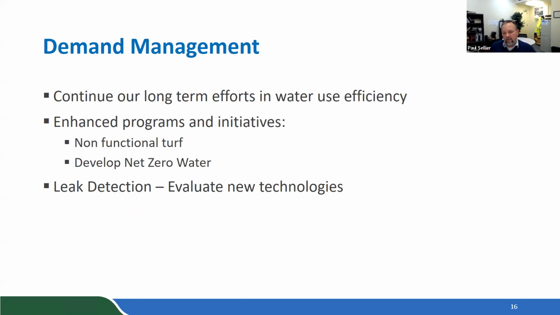Not forgetting, of course, that supply side is one thing, but we'll also be following through in this assessment with a demand management side, where we're going to continue our efforts there. And you'll see our enhanced programs and initiatives that the board's familiar with. I think you're going to hear a little bit about non-functional turf maybe tonight. And of course, we're still working to develop this net zero water program and looking at new technologies for leak detection.